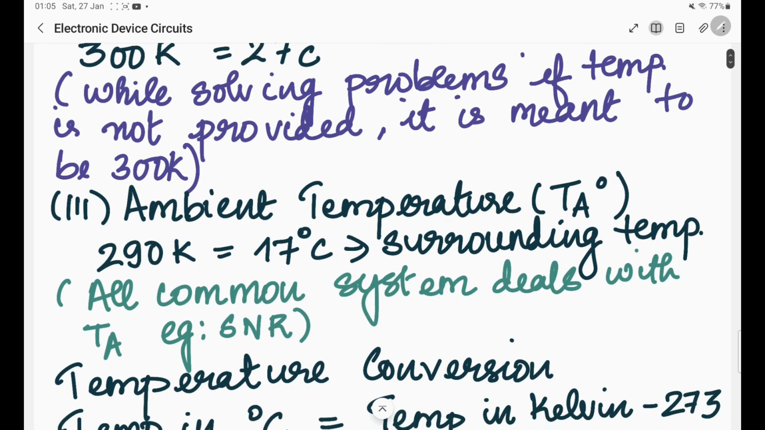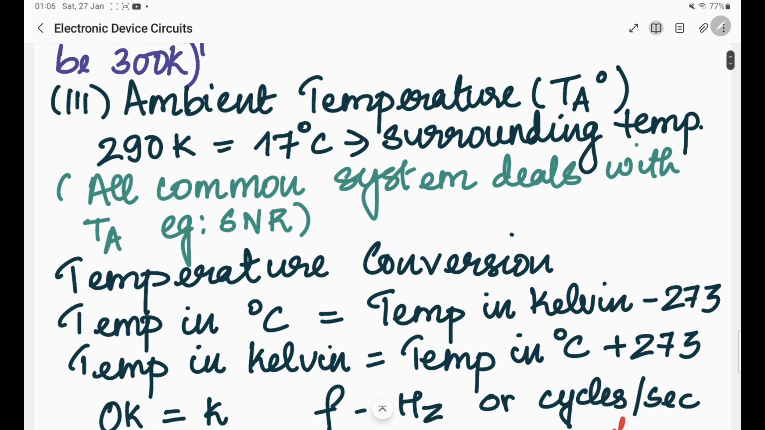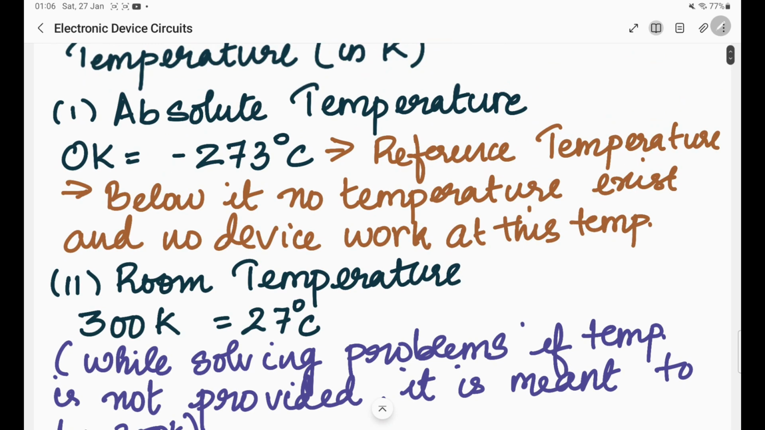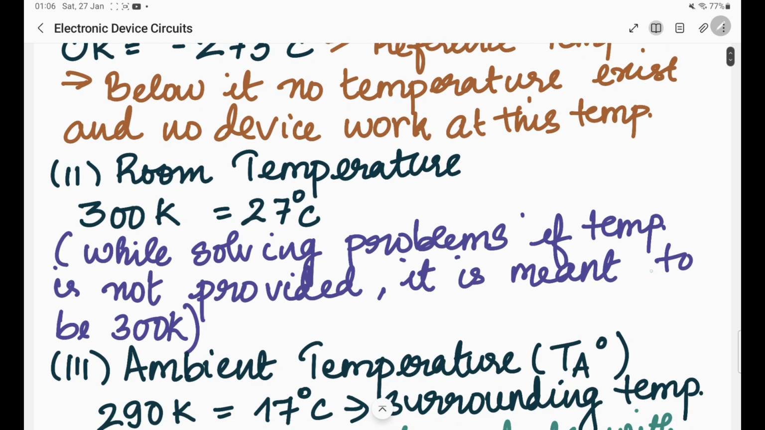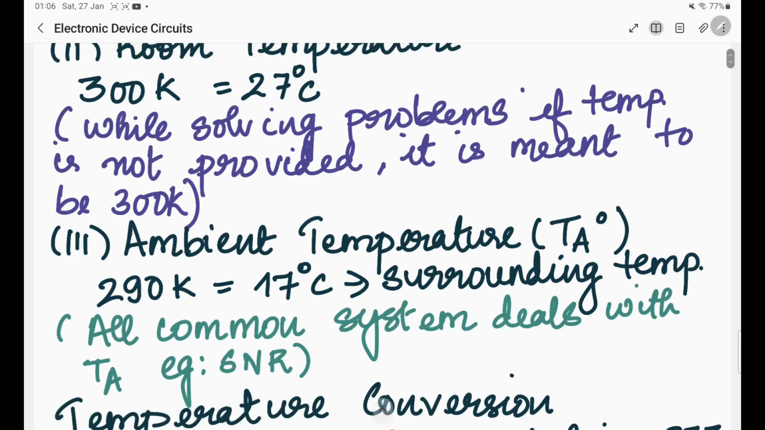And the next topic would be ambient temperature. Ambient temperature is 290 Kelvin, which is equal to 17 degrees Celsius. It is also called the surrounding temperature. All common systems deal with ambient temperature. One example is SNR. And next we will deal with temperature conversion. So we learned about the different types of temperature, right? What are they? Absolute temperature, room temperature, and ambient temperature. These are the most important types of temperature which are required while dealing with problems related to electronics.